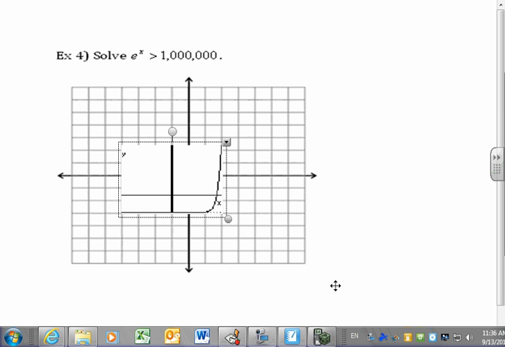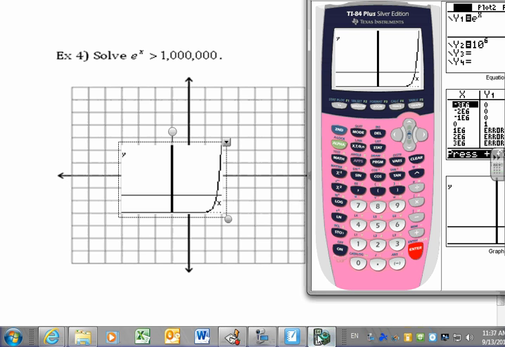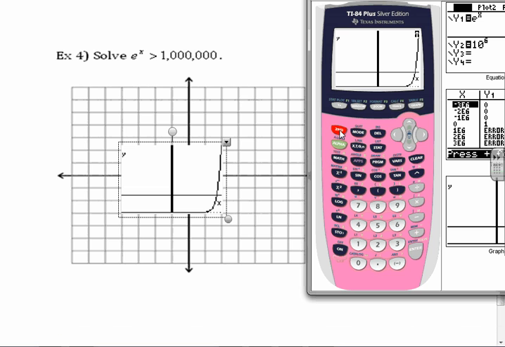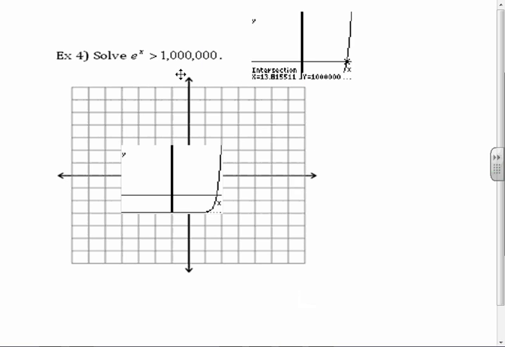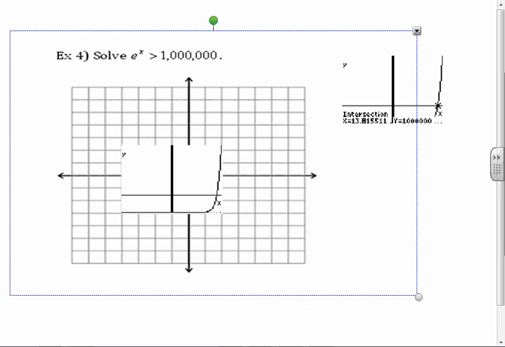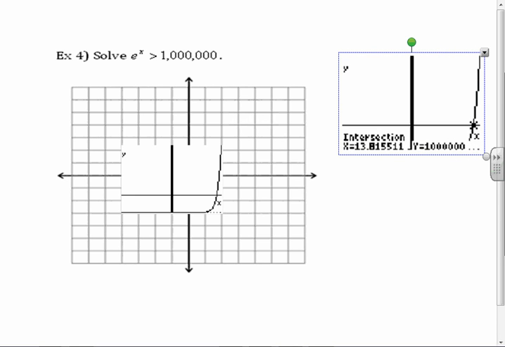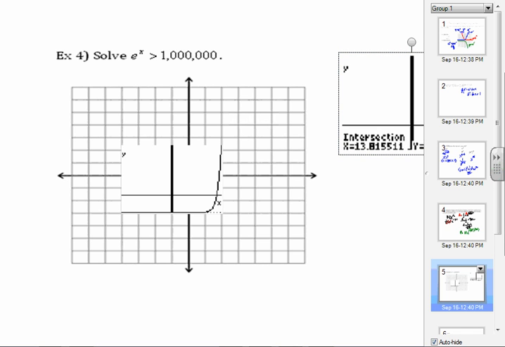Where is it? There it is. And so we go second, calculate, and we're looking for an intersection point. Now, there could be more than one intersection point, so that's why they ask you to guess. And there it is, 13.81 years, or whatever it is. Okay, I think that's it. Oh, wait, I got one more maybe.